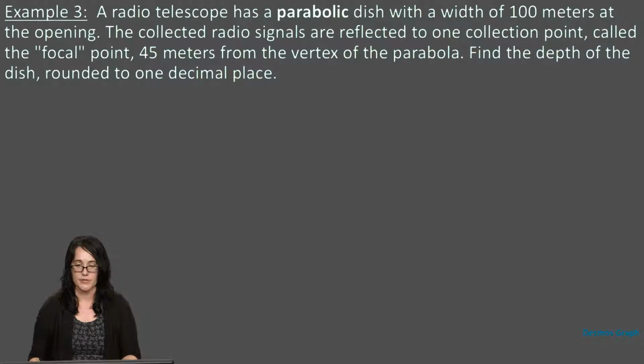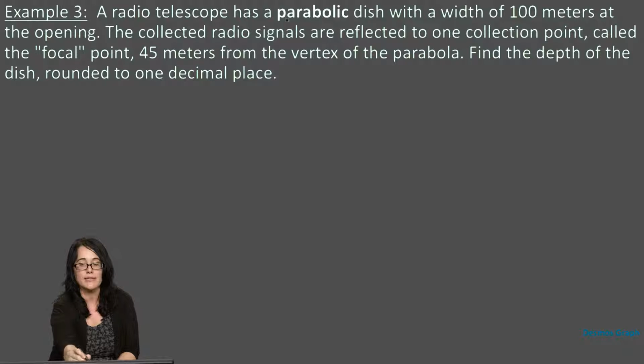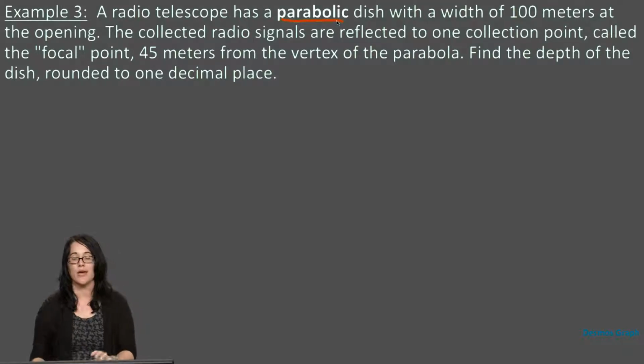A radio telescope has a parabolic dish with a width of 100 meters at the opening. Even if you don't know what it's saying yet, look for a keyword. Keyword I see is parabolic. So we're talking about something that resembles a parabola when we look at its cross-section. Now, it hasn't told me how to draw the parabola yet.